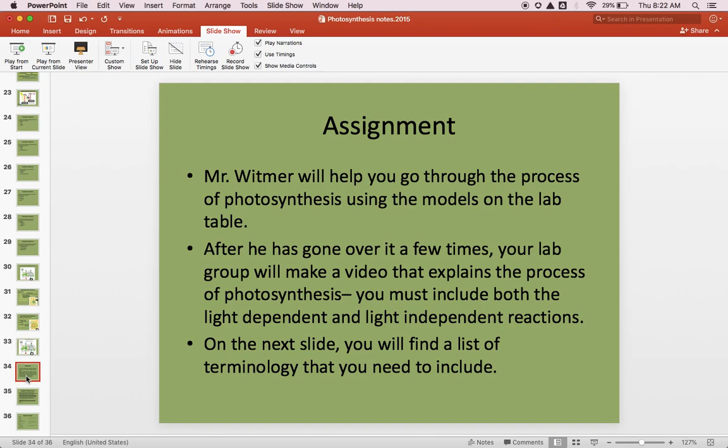You must include both the light-dependent and the light-independent reactions. On the next couple of slides, you'll find what you need to include, and you'll see all the requirements of the assignment. This is a 50-point assignment, so it's really important that you guys do a nice job of it.